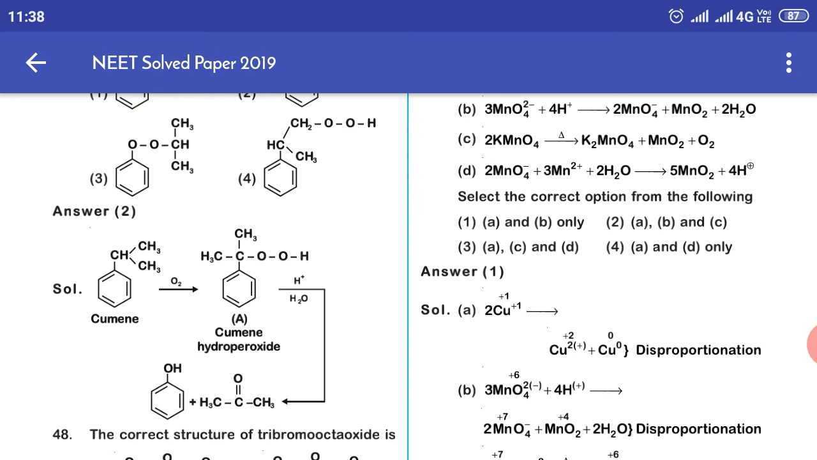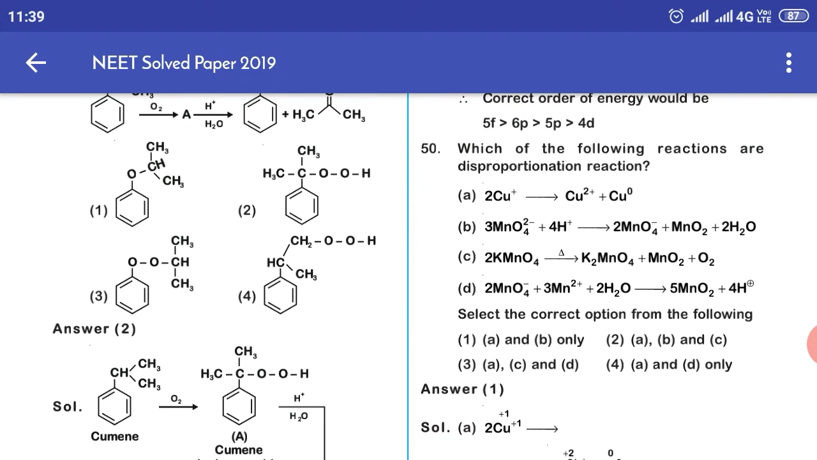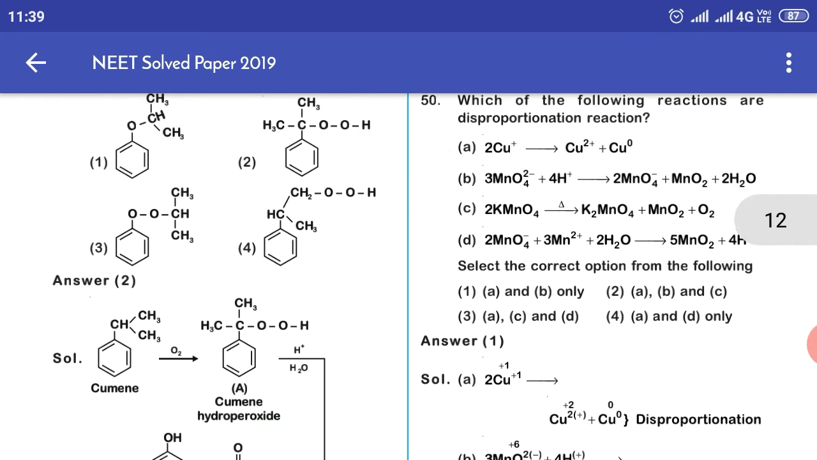Cumene or isopropyl benzene undergoes oxidation and gives cumene hydroperoxide. This is an addition reaction, and the COOH group, that is cumene hydroperoxide, will be formed, which on hydrolysis undergoes rearrangement, forming acetone and phenol. This is one method of preparation of phenol. If you know every method of preparation of phenol, you can answer quickly, and option 2, that is cumene hydroperoxide, is the answer.